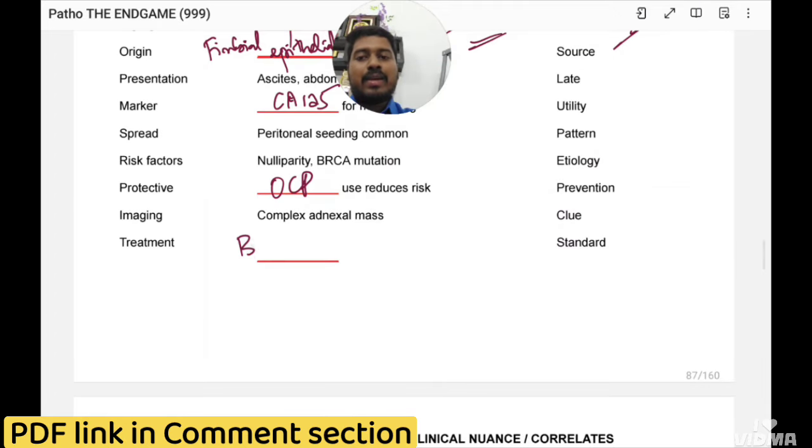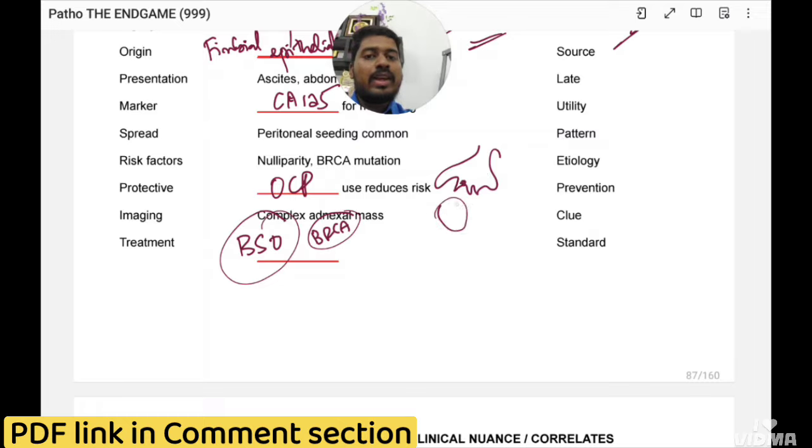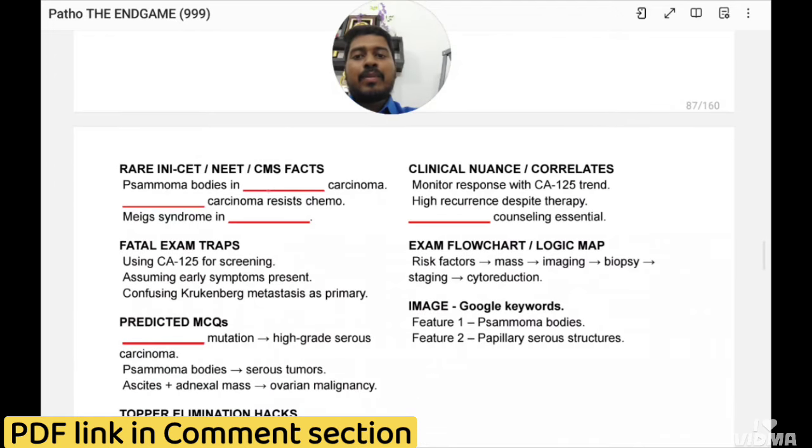Very important. We do bilateral salpingo-oophorectomy, especially in BRCA positive cases. That is because I told you, there is fimbrial origin of tumor. So not only the ovary, we'll have to remove the fallopian tube also, so that there won't be any fimbrial cells to cause further recurrences. Psammoma bodies are seen in serous type of carcinoma. What carcinoma resists chemo? Clear cell. I told this, clear cell is a dangerous type.